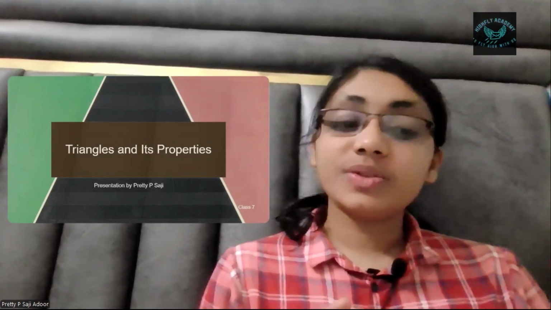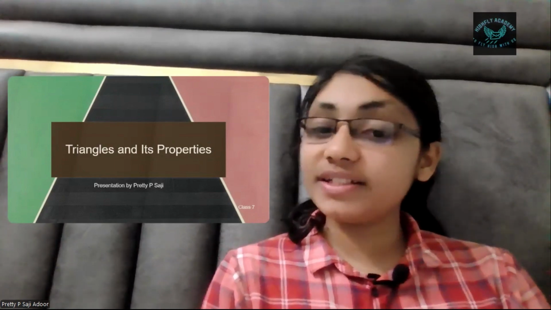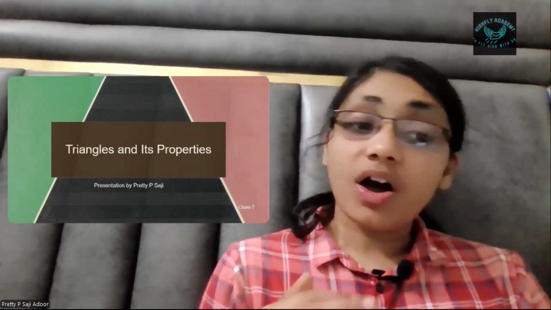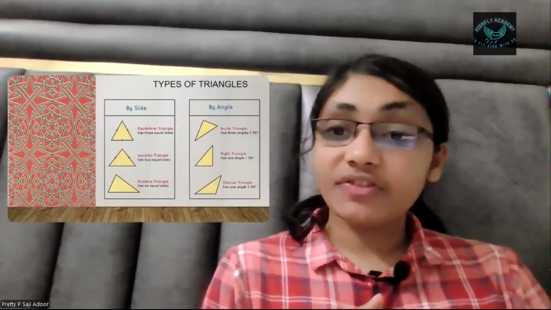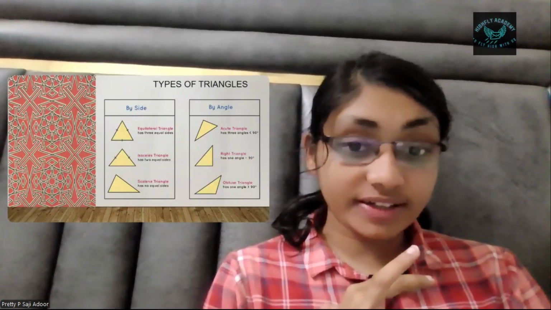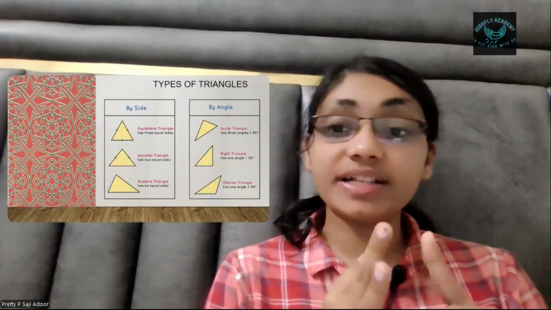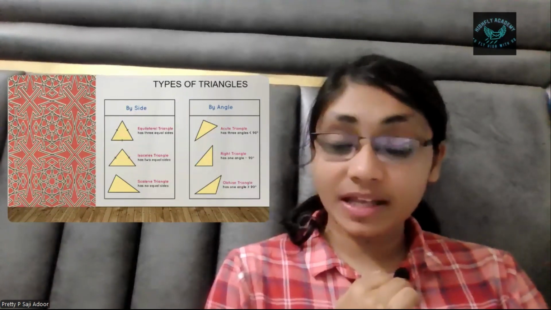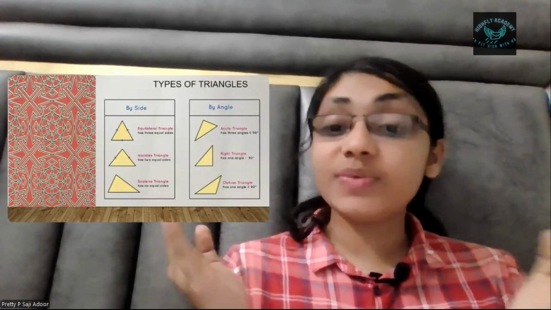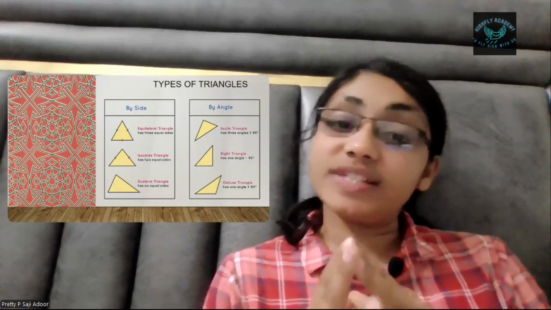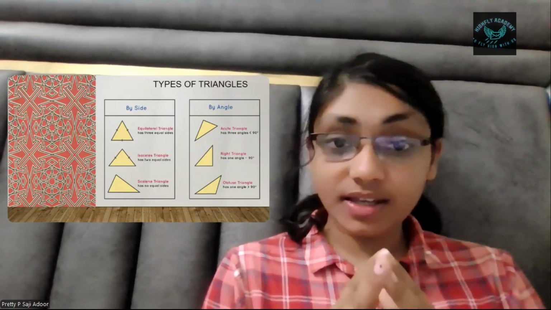Okay, so how many types of triangle do you know? Let's say different types of triangle. On the basis of sides, we can say triangles can be divided as equilateral triangles, isosceles triangles, and scalene triangles. What is an equilateral triangle? All its sides as well as its angles must be equal. The measurement of sides as well as angles must be equal.